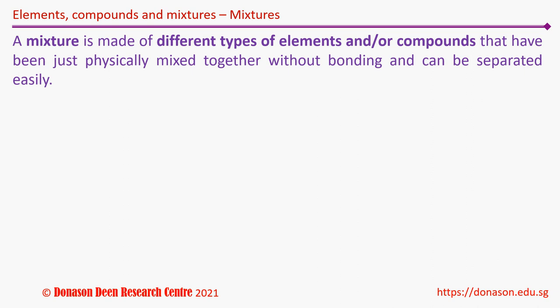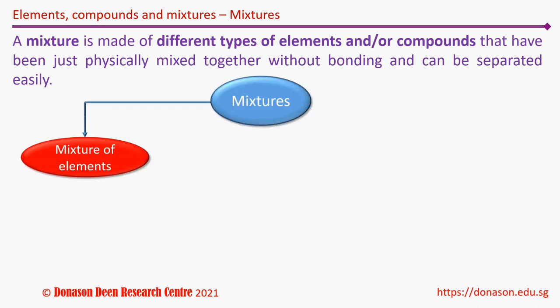Well, what is a mixture? A mixture is made of different types of elements and/or compounds that have been just physically mixed together without bonding. Mixtures can be separated easily since they are not bonded with each other. That's how we can define a mixture.